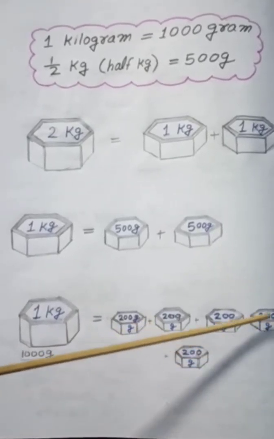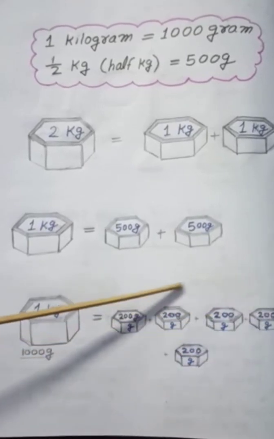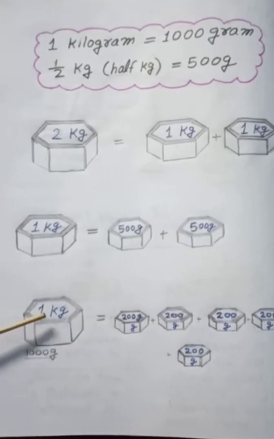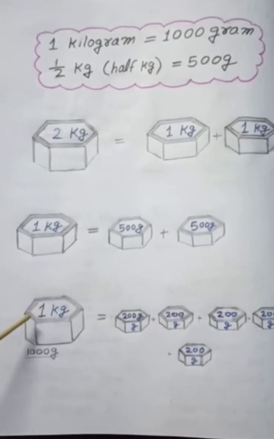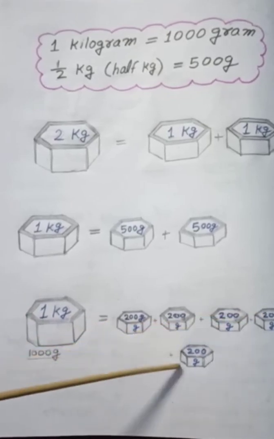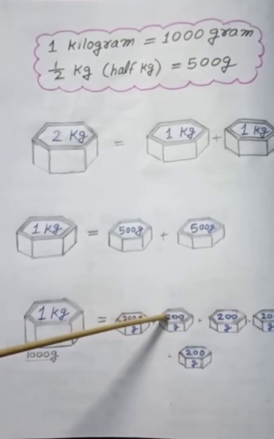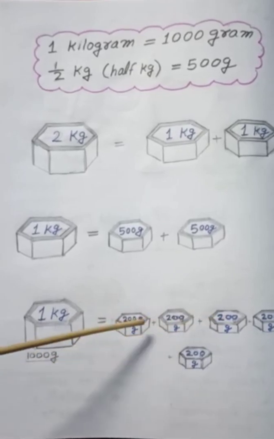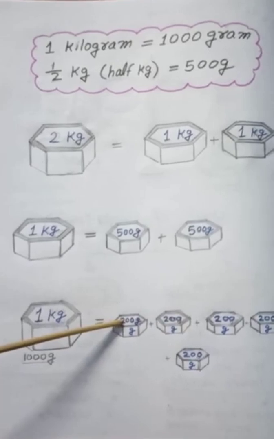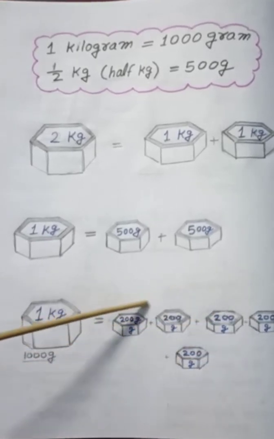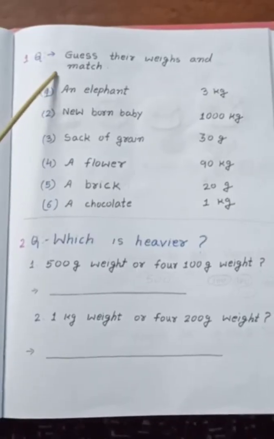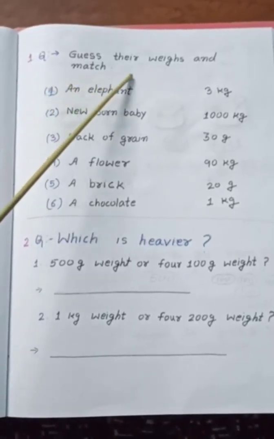Similarly, we can see here 1 kilogram is equal to 5 weights of 200 gram. So they can also use this weight to measure 1 kilogram of any object. Here 1 kilogram is equal to 1000 gram, and when you add 200 gram five times, 5 twos are 10, that is 1000 gram, right? That's why I have taken 5 weights of 200 grams. Now let's do some questions regarding this.